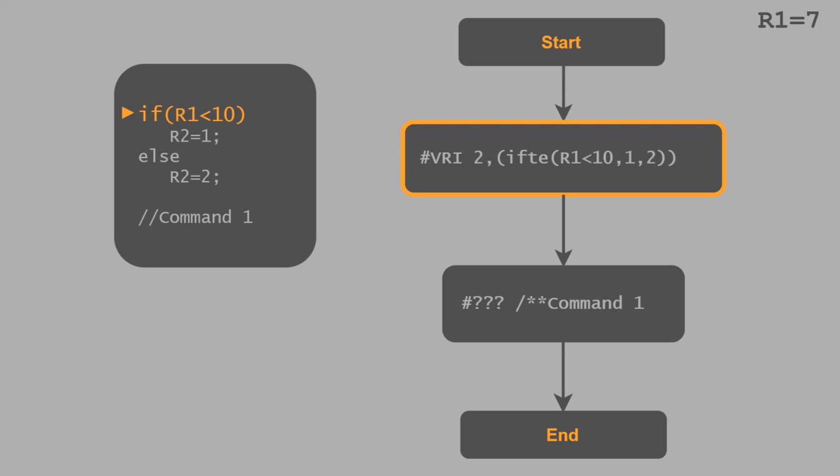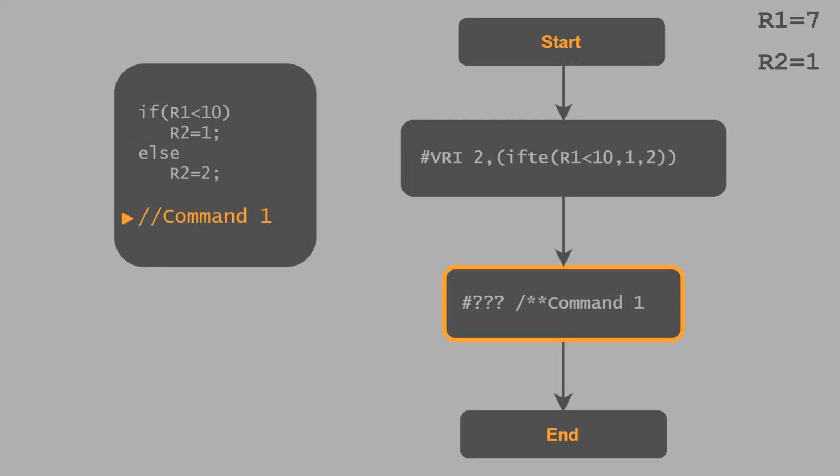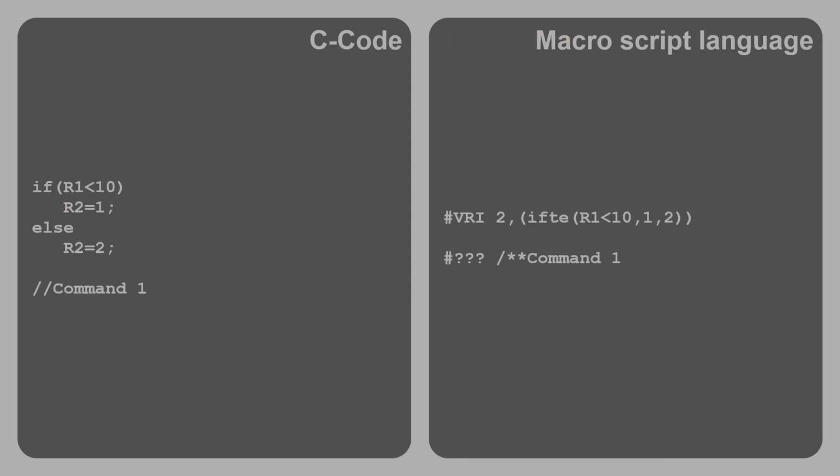If the condition is fulfilled, the value of the calculation is the second parameter. Otherwise, it is the third. In our case, the condition is true. The value of register R2 is therefore set to 1. More commands can follow.